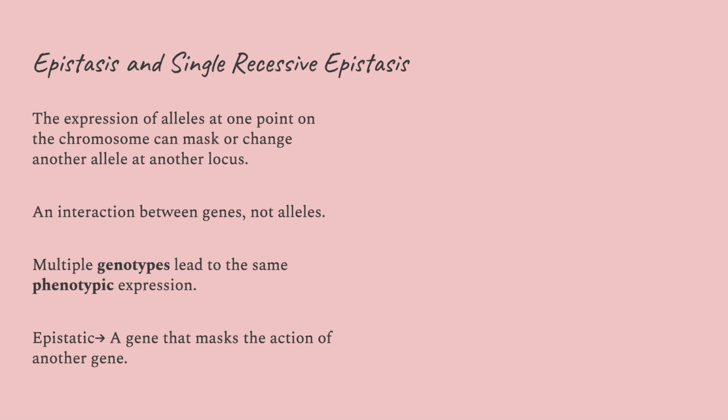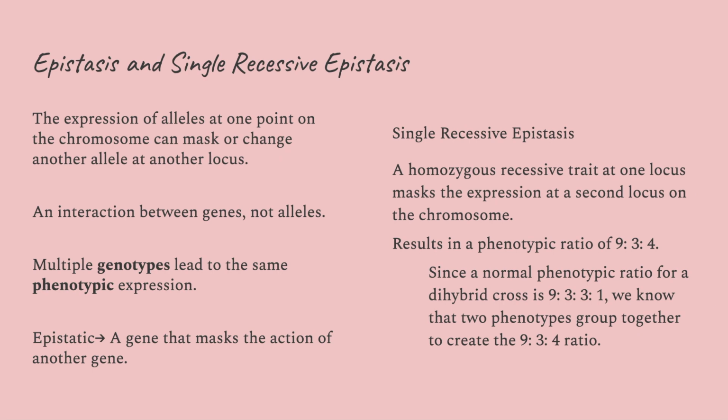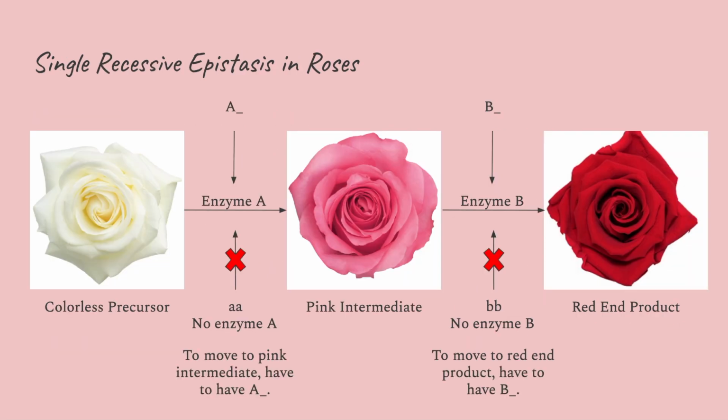In single recessive epistasis, a homozygous recessive trait at one locus masks the expression of a second locus on the chromosome, meaning that little a is epistatic to big B and little b. This pattern of epistasis results in a phenotypic ratio of 9:3:4 due to the grouping of two phenotypes.